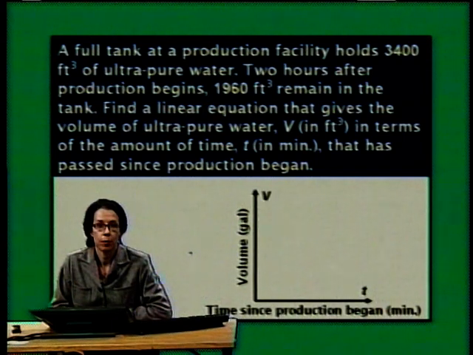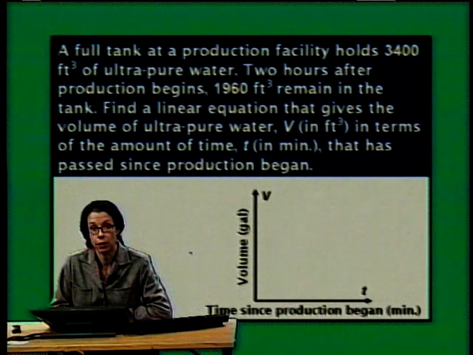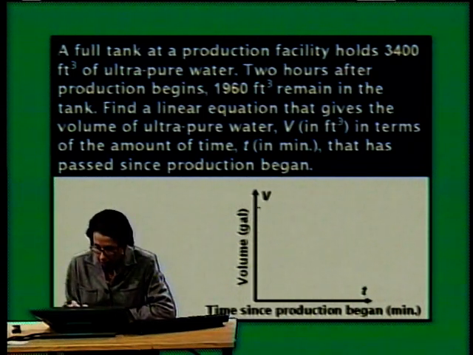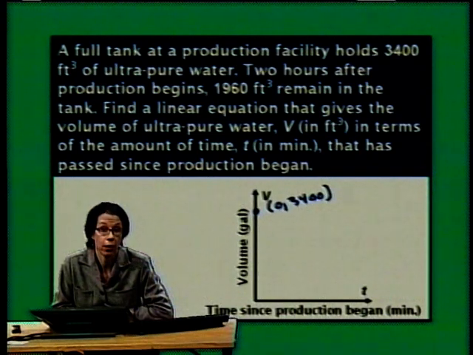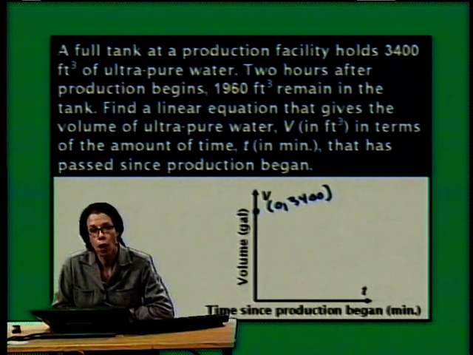So in this problem, v will be my dependent variable and t will be my independent variable. I know that before production begins, I have 3,400 cubic feet of ultra-pure water in the tank. So I know that my vertical intercept is the point (0, 3,400). The volume of water in the tank is decreasing. After 2 hours, I have 1,960 cubic feet of ultra-pure water in the tank.